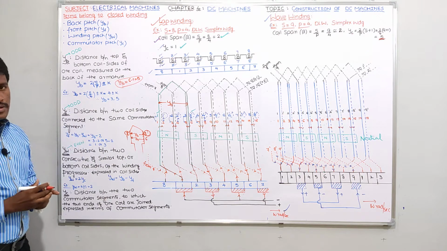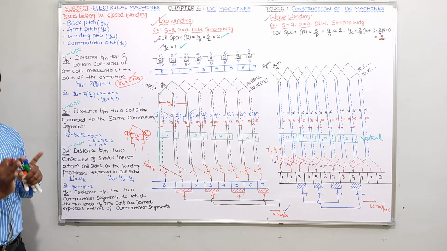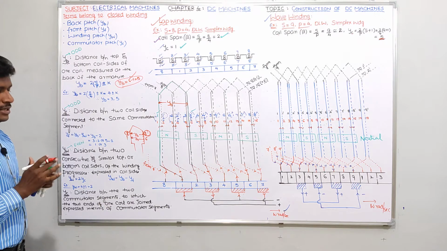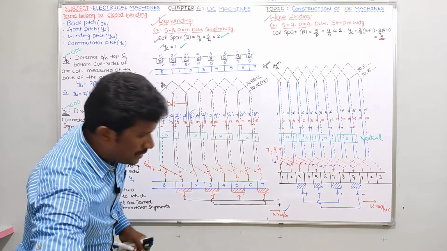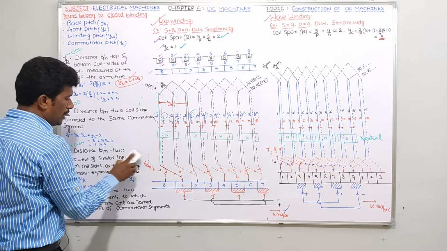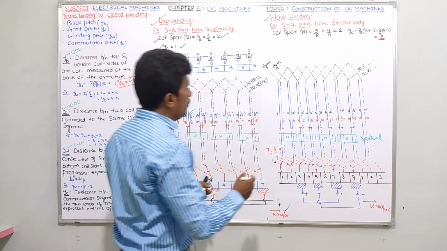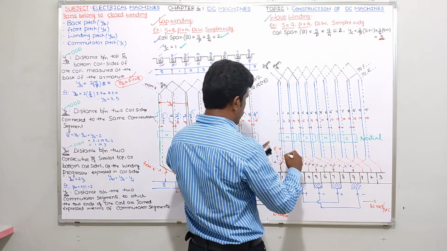Is it clear, everybody? Don't just say this blue color, try to see what this is. YB equals 6 minus 1, nothing but 5. Let me tell you the same thing for wave winding also, guys. For wave winding also, please.